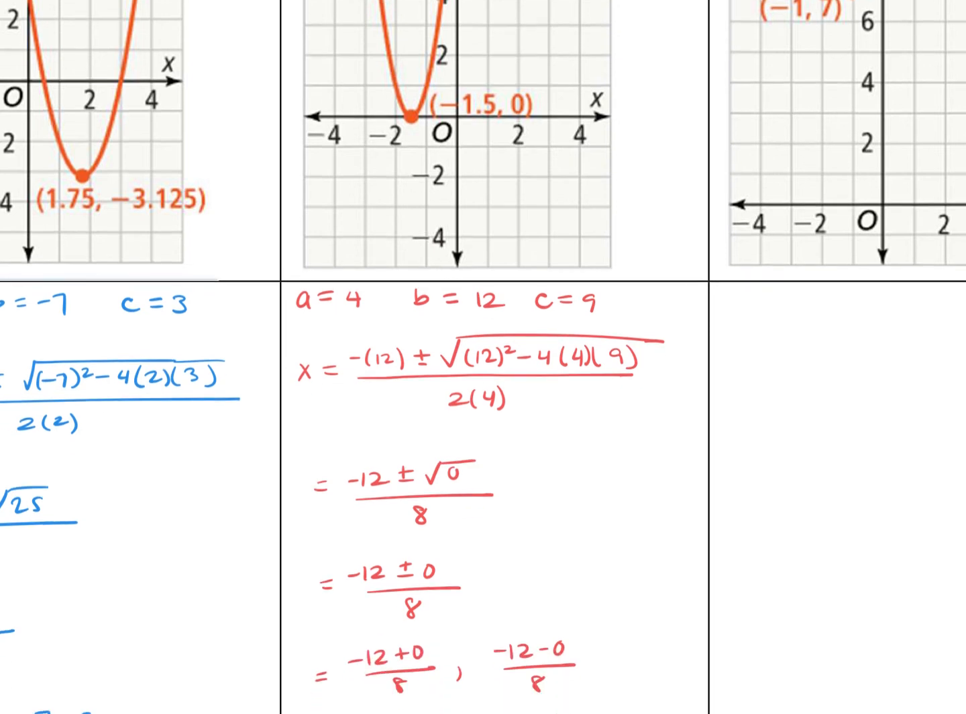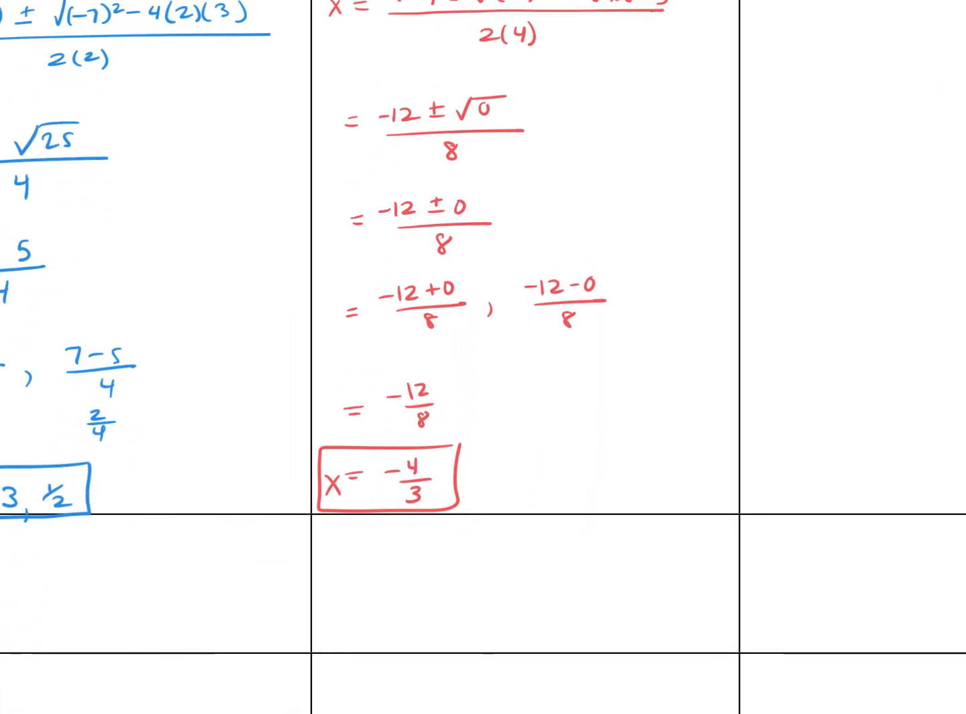And when I just said that out loud, I caught a mistake that I made. I need to pay better attention. -12 over 8 does not reduce to -4/3. I think I had 4 in my head because we can divide both of those by 4. -12 divided by 4 is -3. 8 divided by 4 is 2. So our x-intercept is -3/2, and we have just one of them.